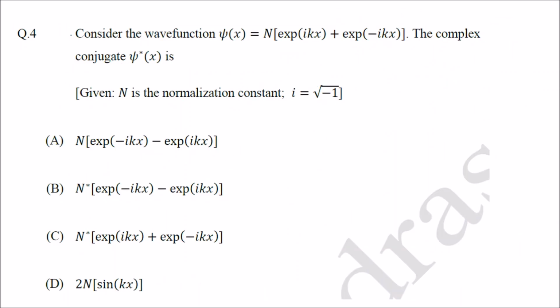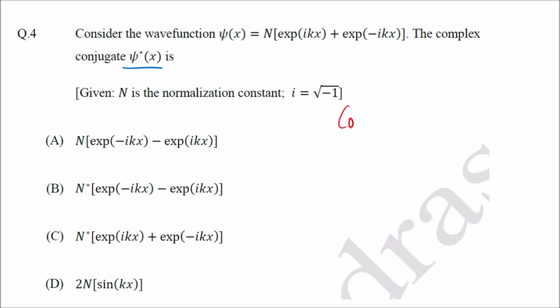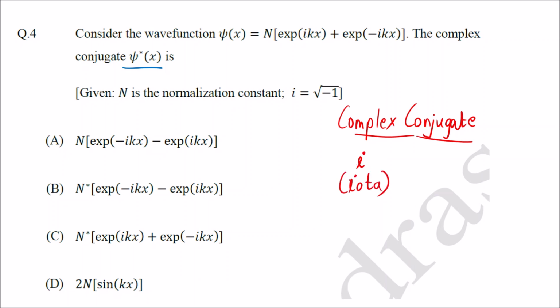Okay, next one. Question 4. Consider the following wave function. The complex conjugate is... Okay, so what is the question? You have to find out the complex conjugate. It is very simple. It's a question from quantum chemistry. How do you find out the complex conjugate? Very simple. Wherever you find this i, this is called iota, you can replace it with minus i. Basically, you have to add a negative sign. Then you will get the complex conjugate.